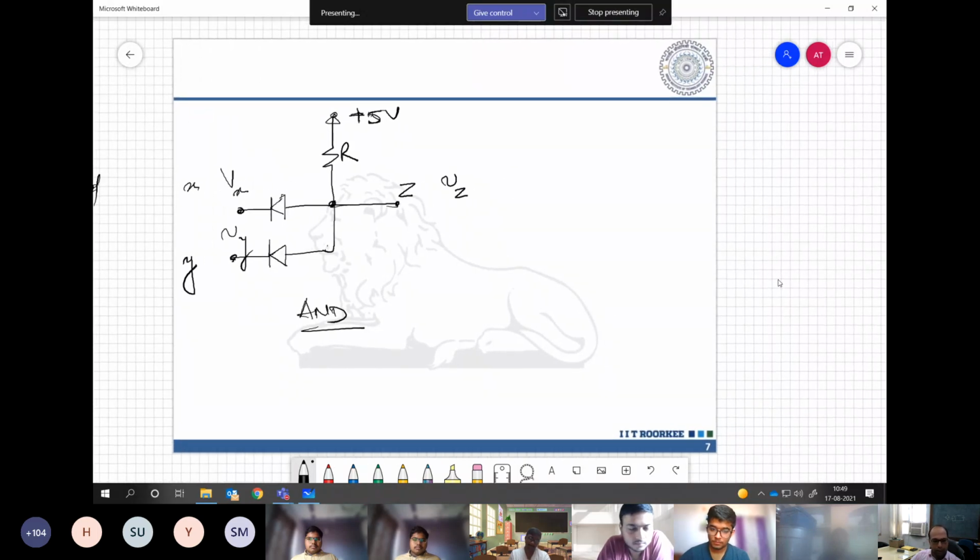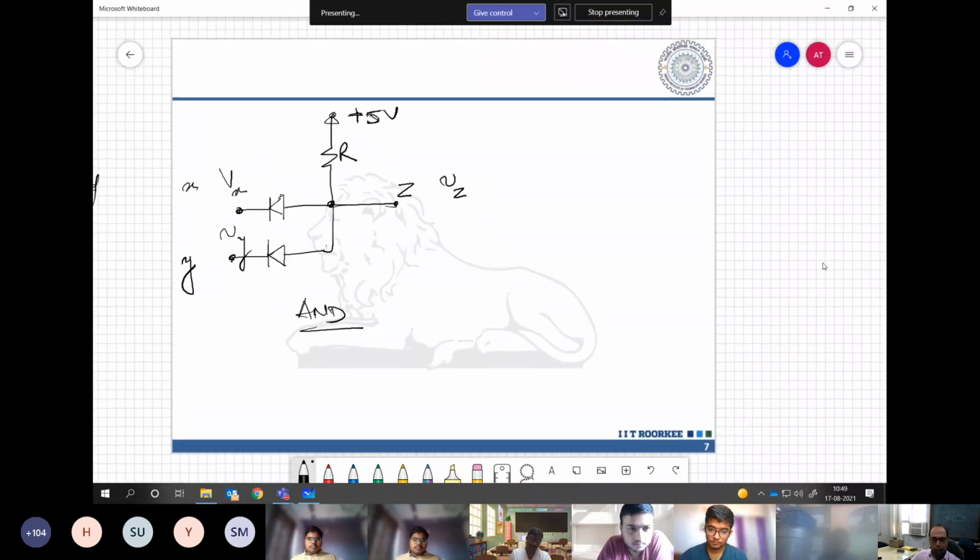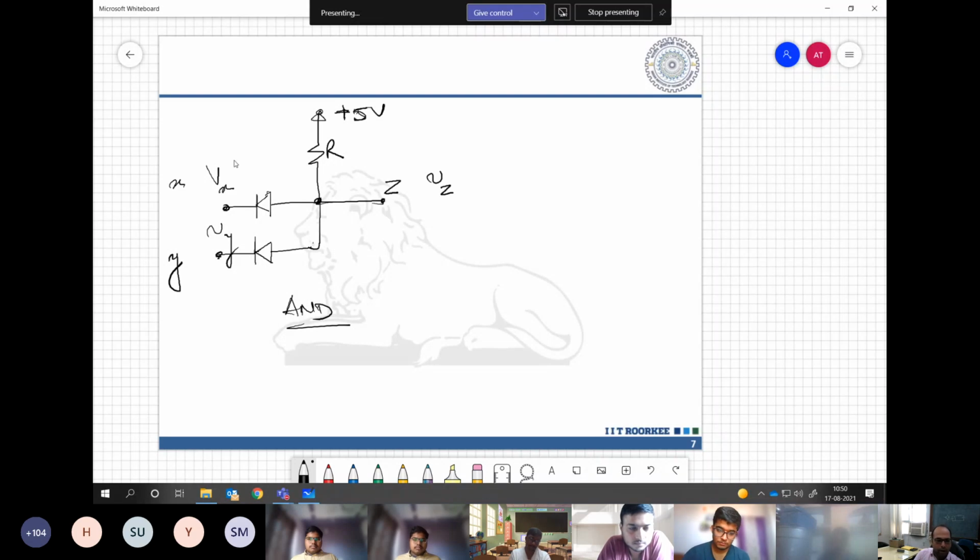Now, when I say that this is an AND gate, what do I mean by AND gate? Let us say we give Vx equal to 4 volts and Vy also equal to 4 volts. Of course 4 volts is positive logic, or high logic, right? So what we should expect is that our output should also be high, that means anything between 3 and 5 volts. Now if we apply 4 volts at both these places, what would happen? Can you explain?